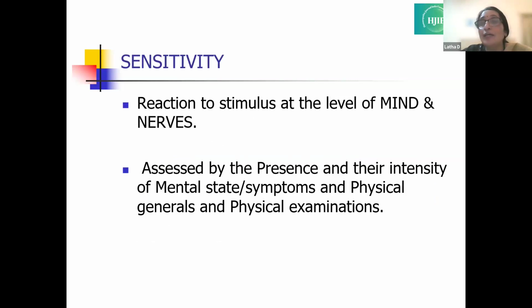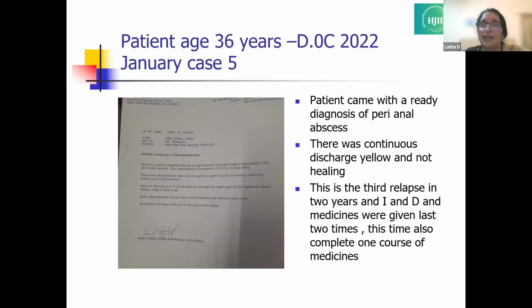So, how do we come to know how we are reacting at the level of our mind and nerves? Again, by our signs and symptoms. The intensity of our mental state, expressions, attributes, and symptoms, the physical general characteristics, and the examination findings will give you the state of sensitivity. And this sensitivity, as the second coordinate in assessing susceptibility, will decide what your posology should be.